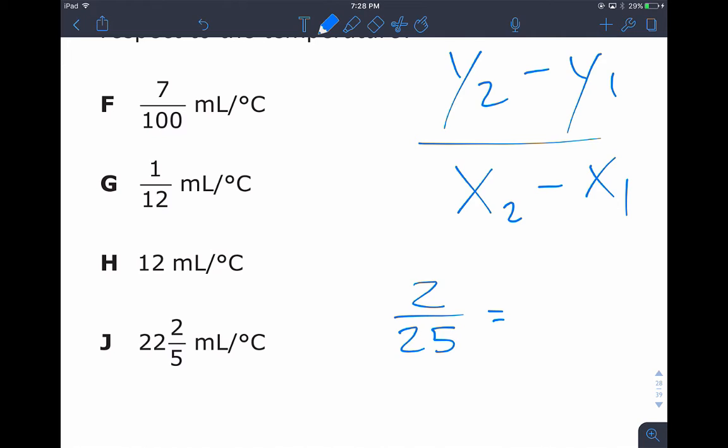Now I guess it's trying to figure out which one of these is closest to that. Now 7 over 100, definitely not. Actually, that could be kind of close there. I guess F could be a good option there. 7 over 100. Let me see what the answer choice here is. Actually, I have 1 over 12 is the answer there.